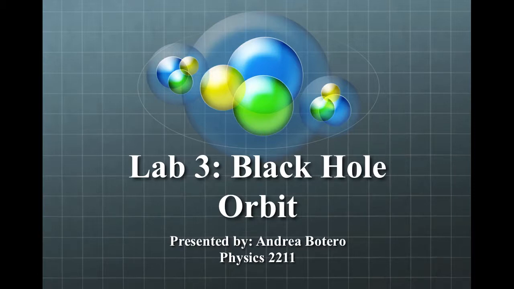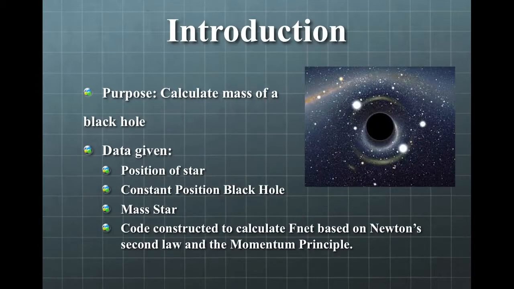Lab 3, Black Hole Orbit, presented by Andrea Otero. For lab number 3, the purpose was different than lab 1 and lab 2, because instead of predicting the motion of an object, we had to figure out the mass of a black hole.